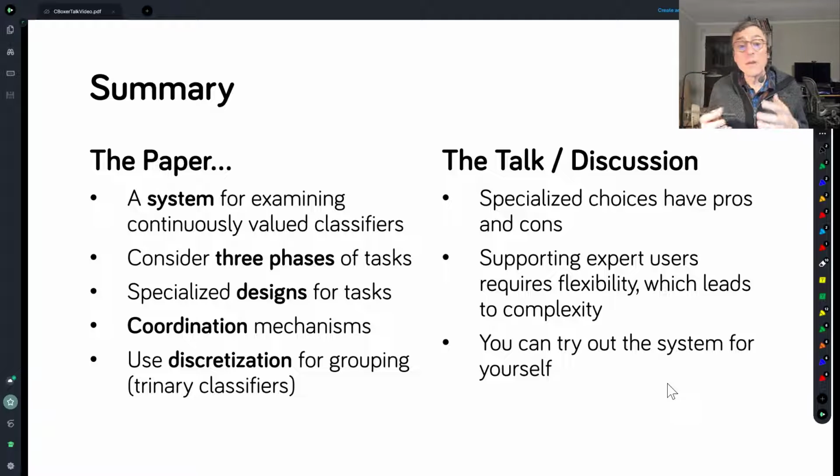For discussion, I think it's interesting to think about how all of these flexible mechanisms that are required to support expert users who do machine learning work, how do we build a system that provides that flexibility without having too much complexity?